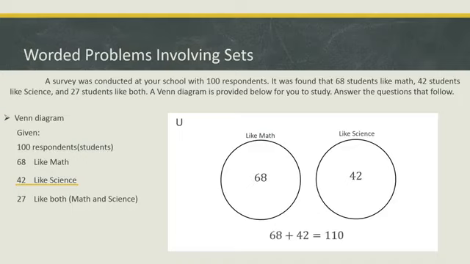But before that, let's check. 68 plus 42, class, that is equal to 110. Sobra karon ang atong given. Kasi ang dapat na sa sulod sa atong rectangle is 100 lang because we only have 100 respondents. Pero sama sa gisulti nako, naa pa tay isa ka given. Kaya na siya 27 like both math and science.